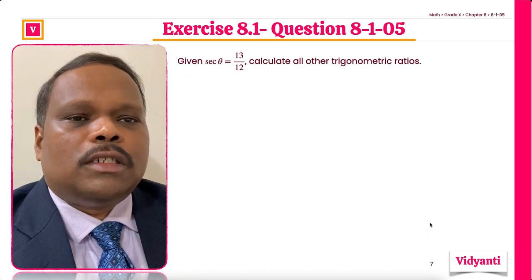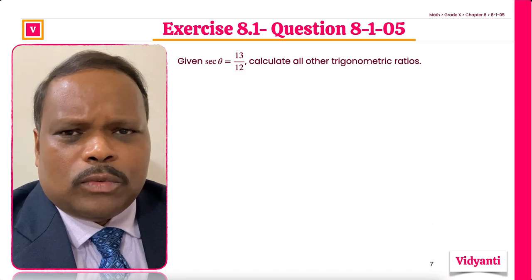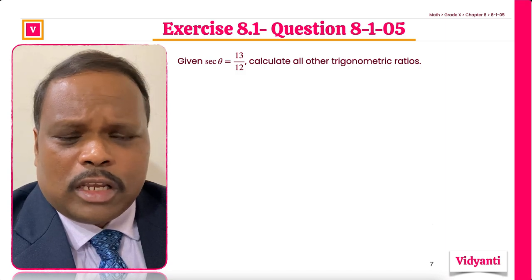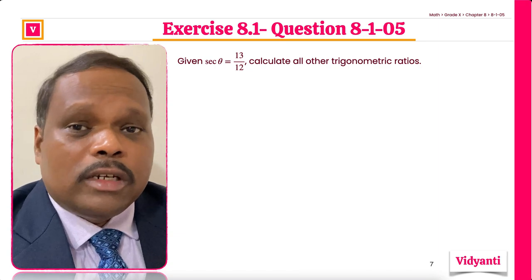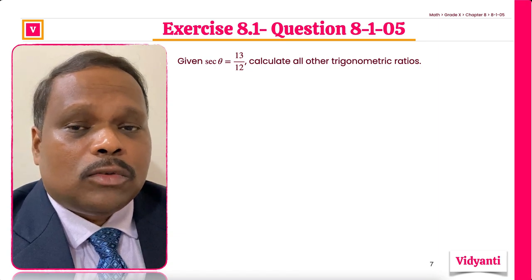Let's go to the next question. Given sec theta is 13 by 12. Again, they can give you one of the original ratios or they can give you one of the reciprocal ratios. It doesn't matter as long as you construct a right angled triangle satisfying these two conditions.